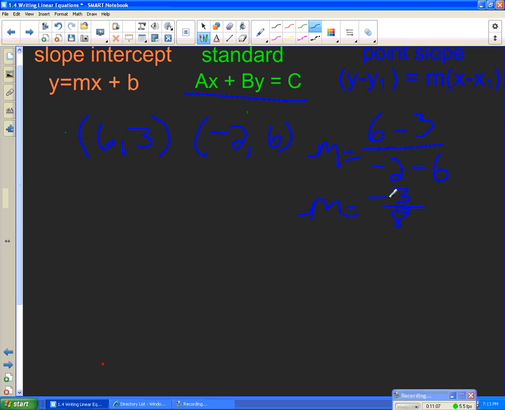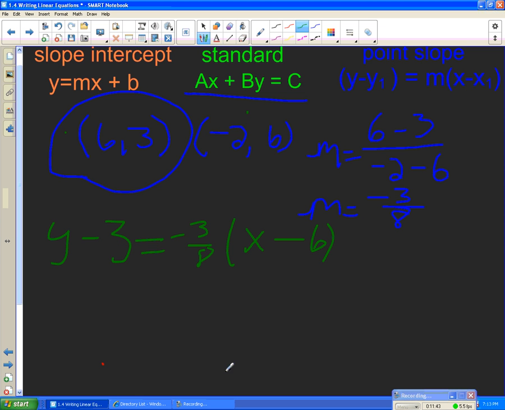Okay, so now we've got some fractions to deal with, but that'll be okay. This may be a little complicated, but we'll be fine. I have a slope, I have a point, so why don't we just go ahead and use point slope. So we'll just use this first point right here, just because it's first, no other reason than that. And let's switch colors. We're going to do point slope. So we're going to do y minus, my y sub 1 is 3, equals -3/8 times x minus 6. Okay?